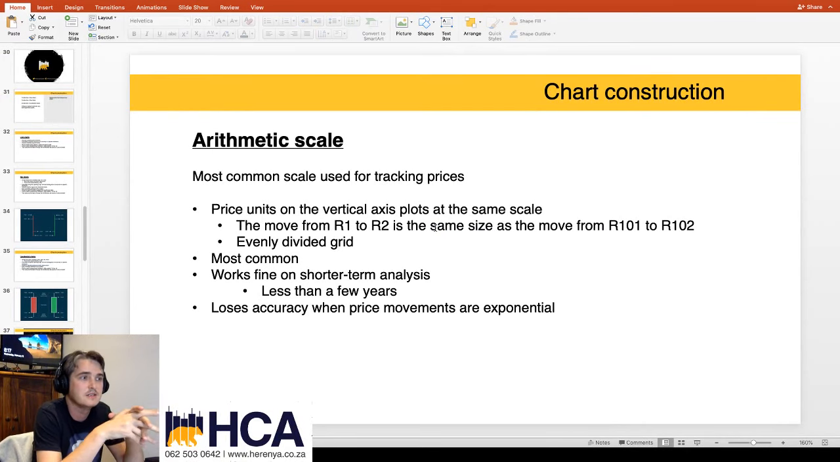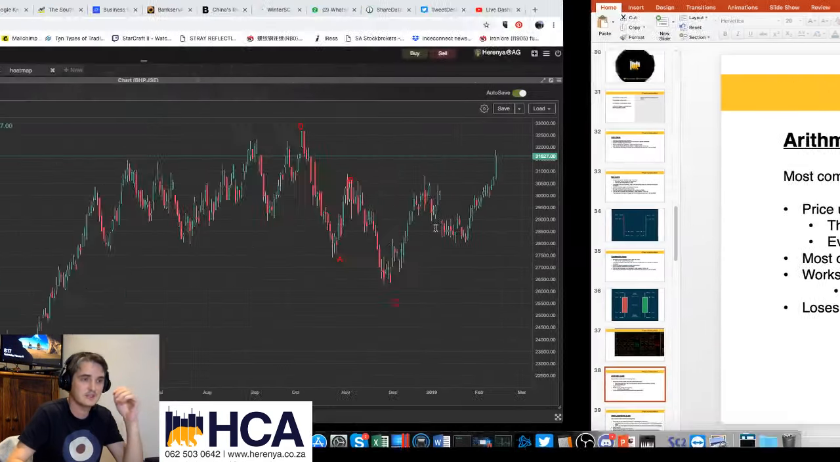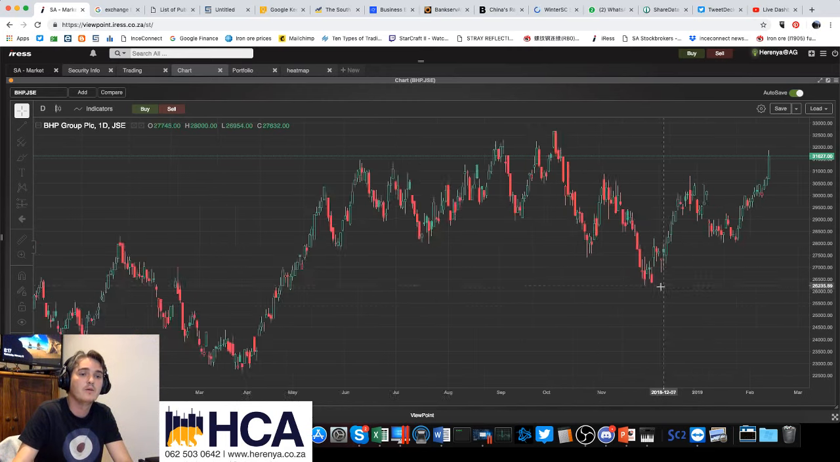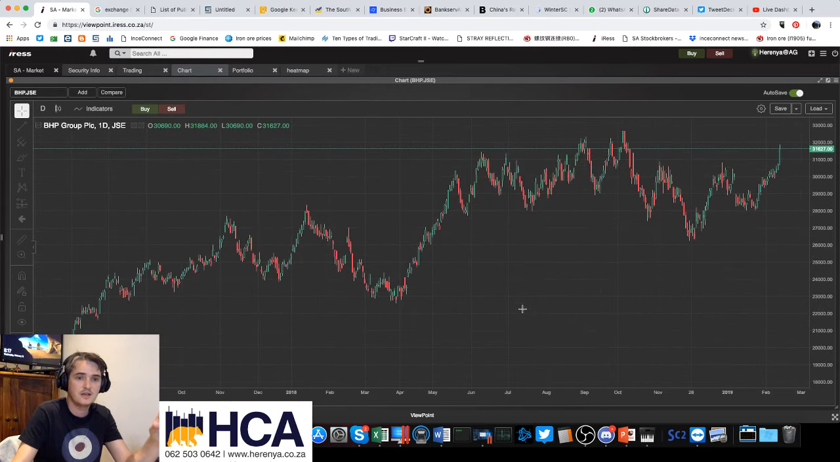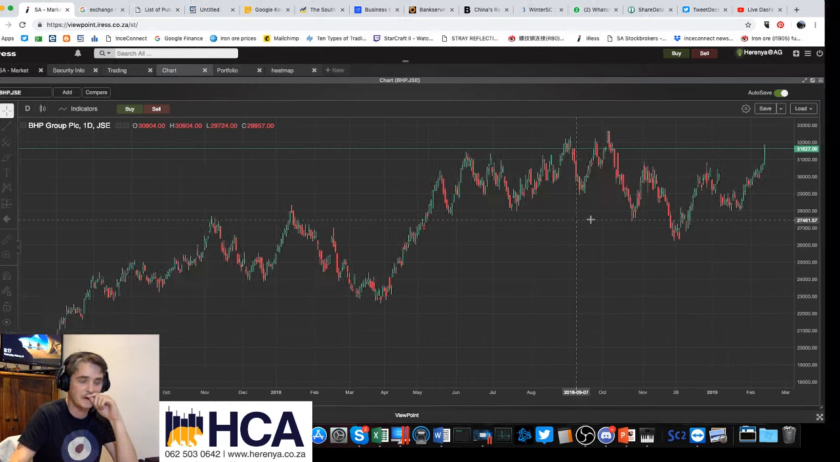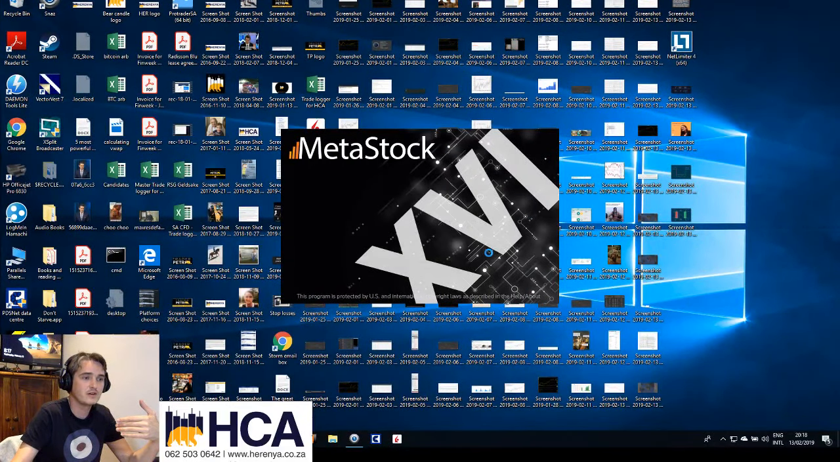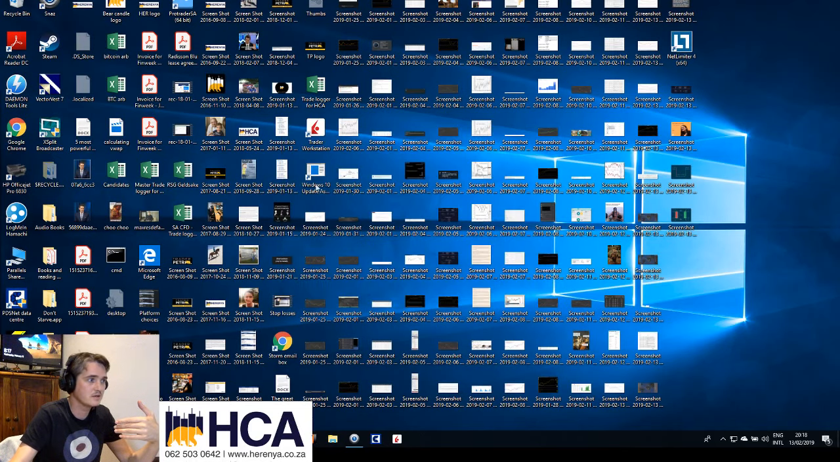Alright, so you get different types of scales. The most commonly used is the arithmetic scale. So, this is the charting scale that we all know and love. I'm just going to remove all these annotations. Where 1 rand movement is shown on equal sizes on the price scale. Price units on the vertical axis plot at the same scale or size. So the move from 1 rand to 2 rand is the same as the move from 101 rand to 102 rand.